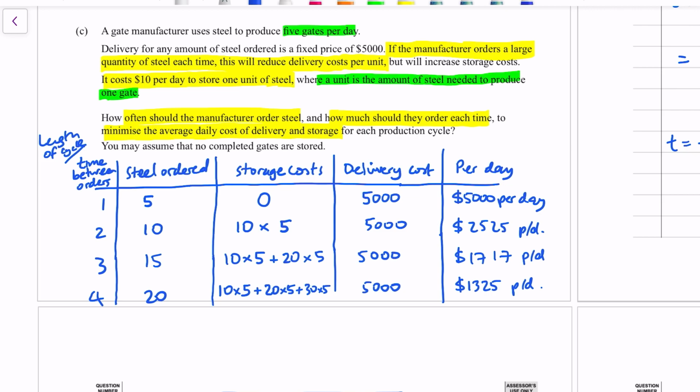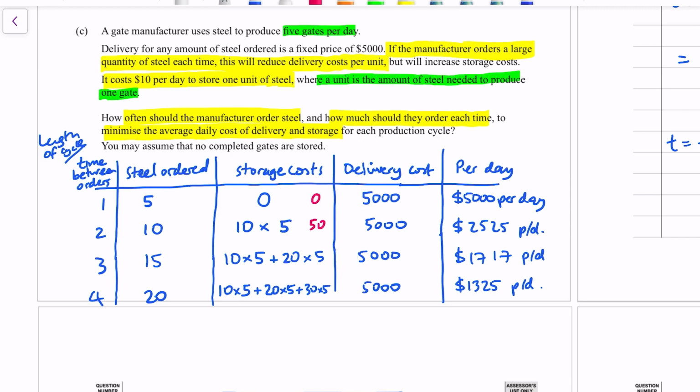Now that's going down, but there's a point where it starts to increase again, and that's when you're paying too much storage. You're ordering steel far too far in advance, and you're not using it quick enough. So there's a couple of ways of thinking about the storage cost thing. The first is just to look at the numbers and try to find a pattern in the numbers.